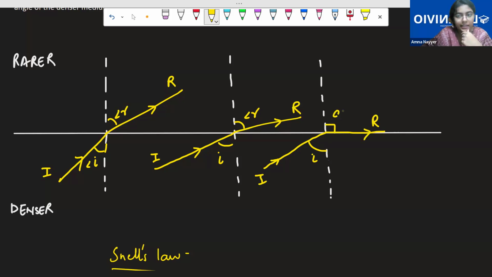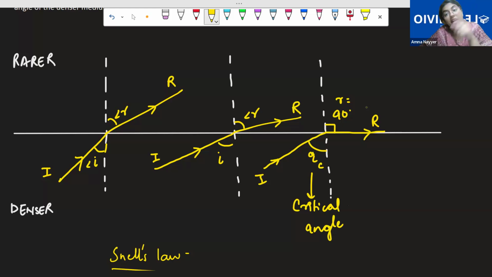90 degree, exactly. The angle of refraction is 90 degree. Now see, the angle of incidence for which the angle of refraction is 90 degree is known as the critical angle. The angle of incidence in the denser medium, but the angle of refraction in the rarer medium is 90 degree.